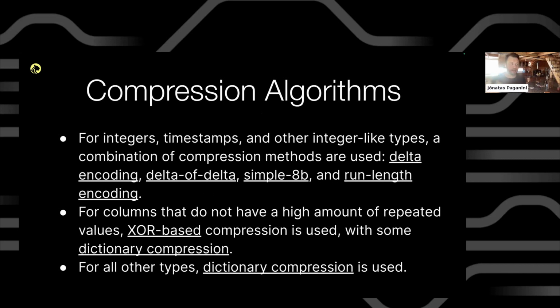So for integers and timestamps, the most common are delta encoding, delta of delta, simple 8-bit, and run length encoding. For columns that have a high amount of repeated values, they will use different string-based compression and some dictionary as well. Dictionary is very interesting because it is the most efficient one. You just convert everything to text and start observing the patterns, and then you can make these patterns small references and build a map, and it really shrinks down the data if you have repeated patterns.